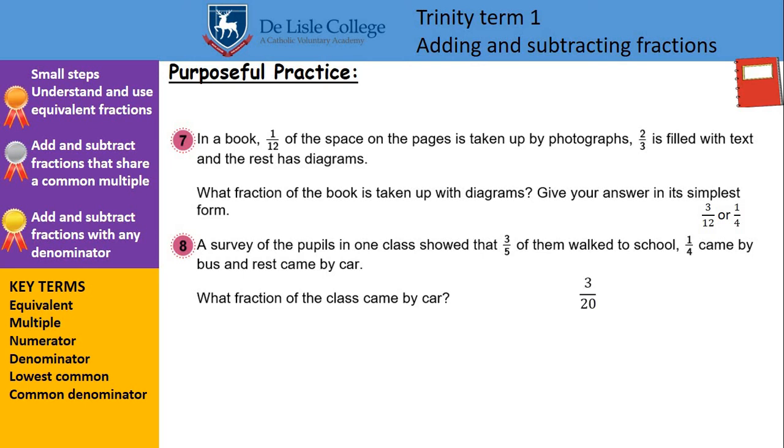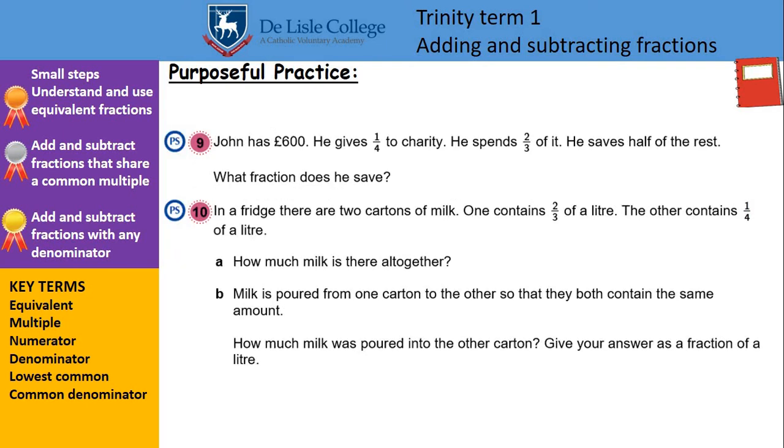For the second one, 3/20. 3/20 would have come by car, because if we use common denominators of 20, we've got 12/20 walked, and then 5/20 came by bus. Okay, so the rest must come by car, which is 3 over 20. 9 and 10. 10B is quite a tricky one. So I want you to take a little bit longer on this one and see how much you can get done of 10B.